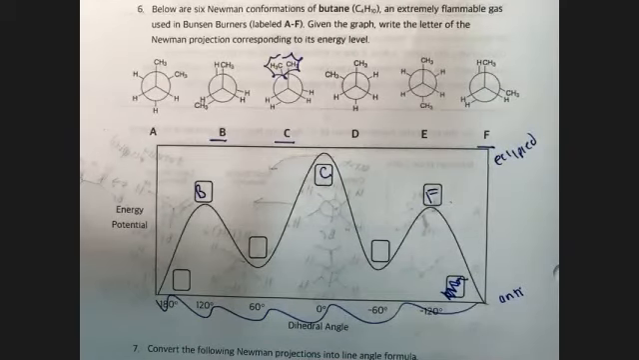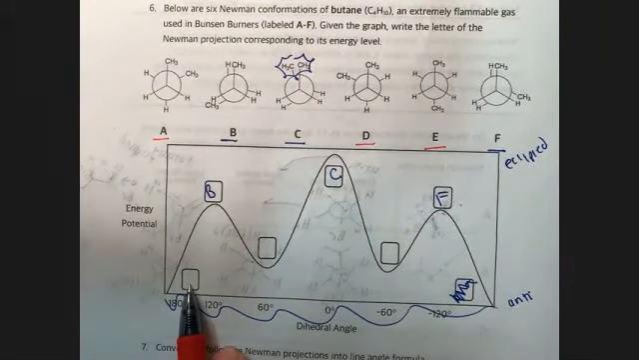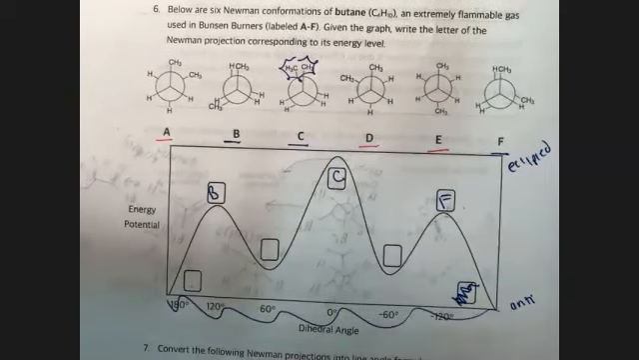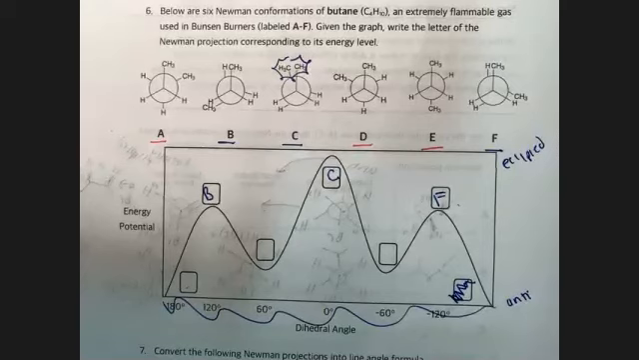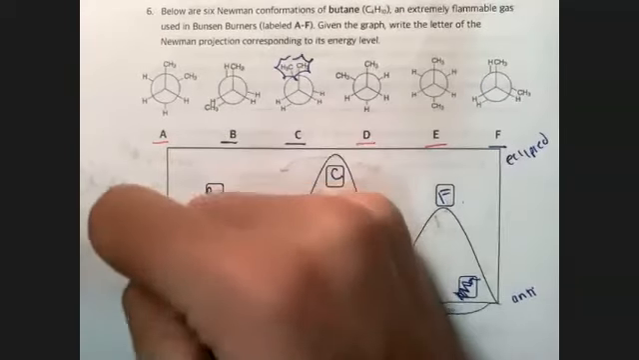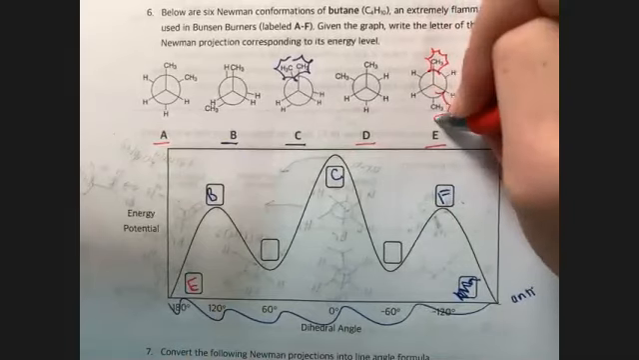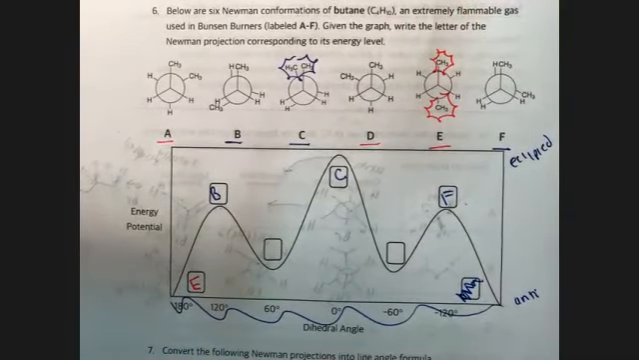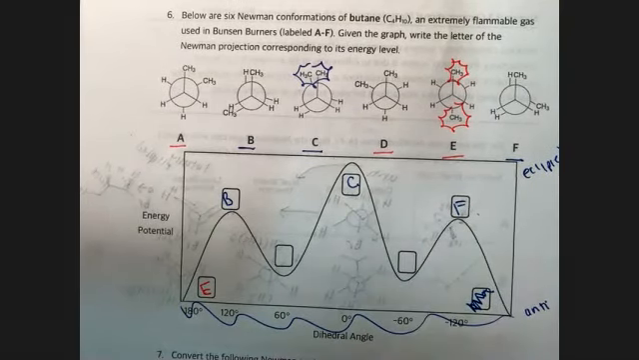Now let's talk about the staggered ones, A, D, and E. So the lowest one is going to be the anti conformation, where the 2 largest groups are so far apart from each other. So again, in the chat box, everybody, what do you think it is? E, yep, love that. E is the one down here, because look at these groups. They are totally far and separated from each other. That's pretty good.